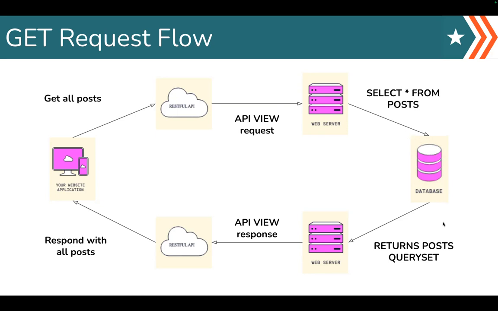So that runs to the database. The database returns a query set to the server, which is the API view. The API view then uses a serializer to format that information, returns it to the virtual machine, and the virtual machine then returns that to our React application. And that's the entire cycle.